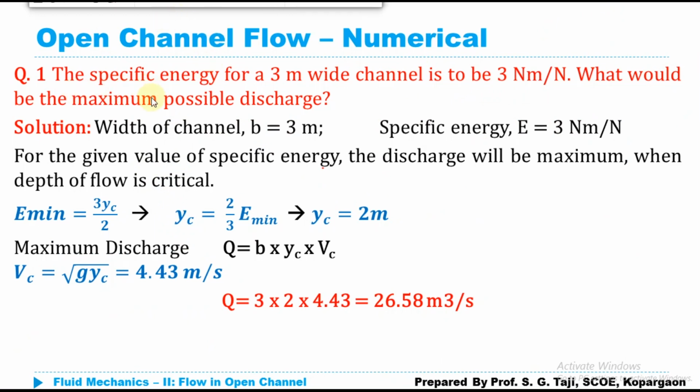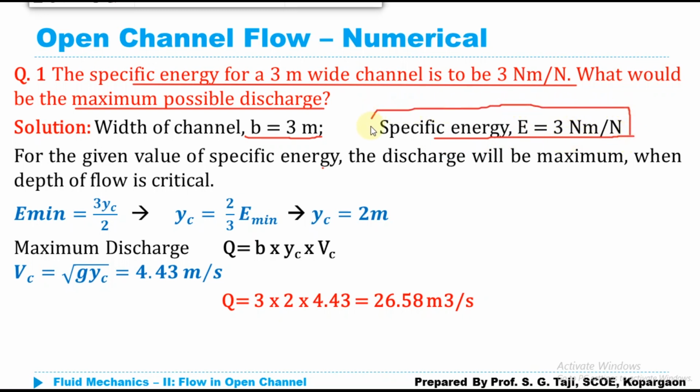The specific energy for a 3 meter wide channel is 3 Newton meter per Newton. What would be the possible maximum discharge? So what is given, only two things are given. The first one is the width of channel, B is equal to 3 meter, and the second one is the specific energy, 3 Newton meter per Newton. That is, this Newton gets cancelled. So this energy is measured in terms of head, that is meter.